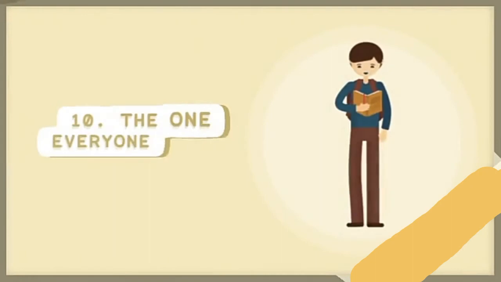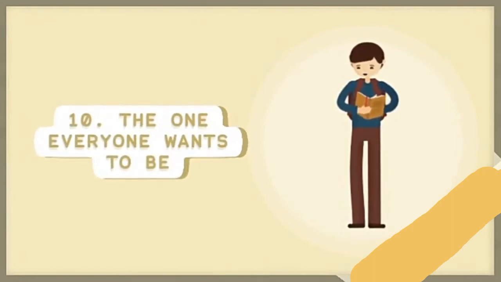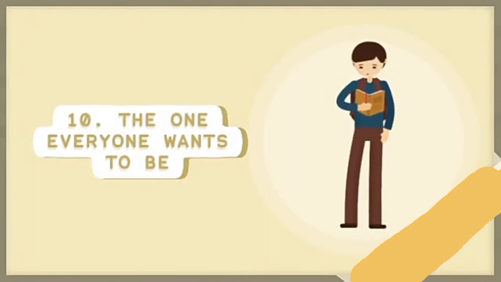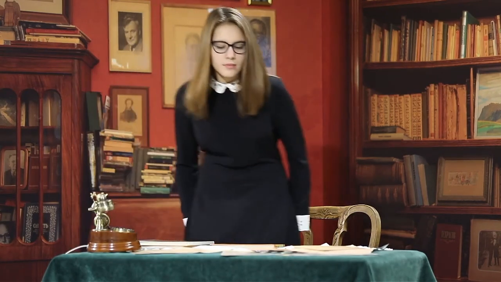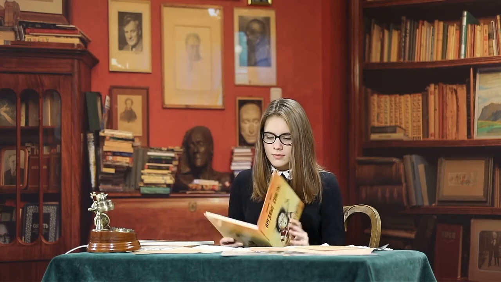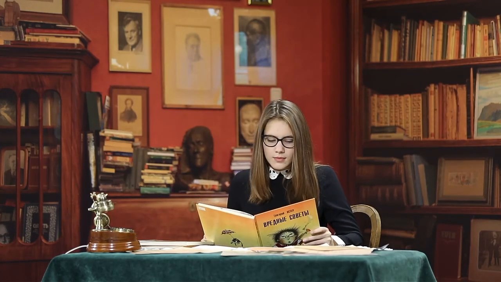10. The one everyone wants to be. This student is just perfect. The teachers love him or her, his or her peers love him or her, he or she gets good grades. He or she is very involved with extracurriculars. All in all, the person everyone is insanely jealous of, yet can't help but like. The person everyone wants to be.